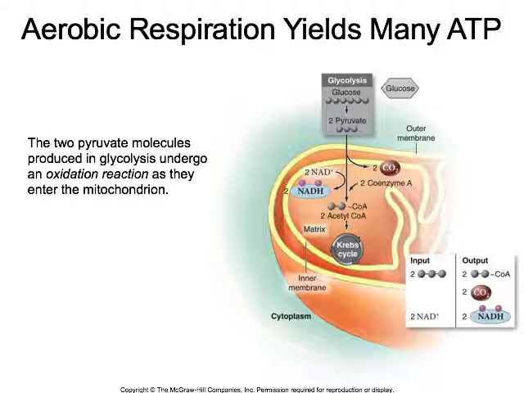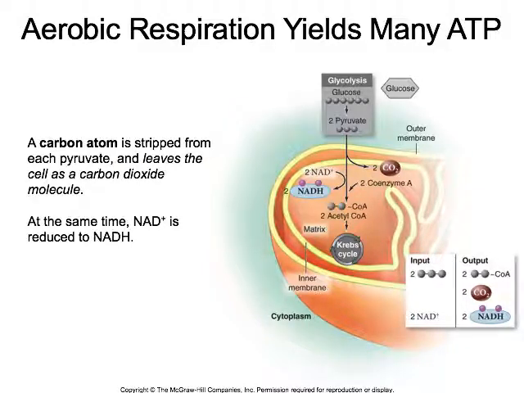The 2 pyruvate molecules produced during glycolysis undergo an oxidation reaction as they enter the mitochondrion. Remember, oxidation in chemistry means loss of electrons, which means we're going to release energy. A carbon atom is stripped from each pyruvate, and this leaves the cell as a carbon dioxide molecule. At the same time, NAD plus is reduced to NADH. And remember, reduced means it gains electrons, and energy is therefore required to achieve this goal.